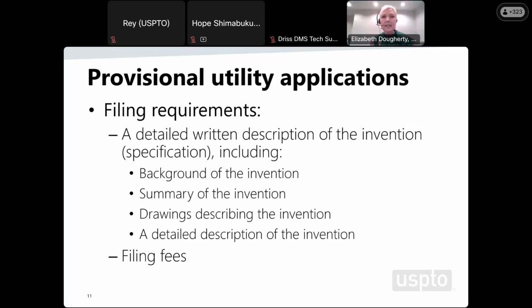And then, of course, there are filing fees. Now, these filing fees are minimum compared to the non-provisional fees, but there are fees. And that's because the U.S. Patent and Trademark Office is a fee-funded agency. So we charge our applicants the cost of what it costs us to do the work at hand, whether that is evaluating the application upon receipt, whether that is conducting a prior art search, whether that is actually conducting the examination. We charge you based upon the time it takes to do that work.